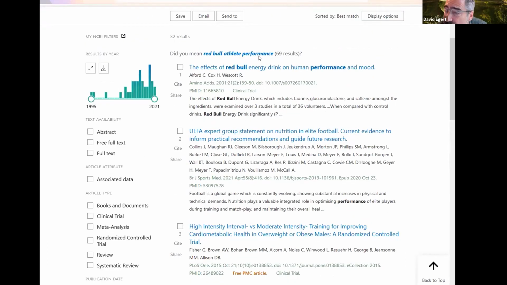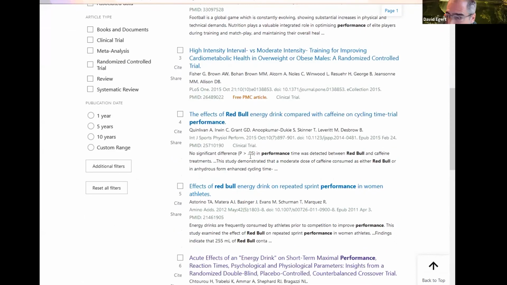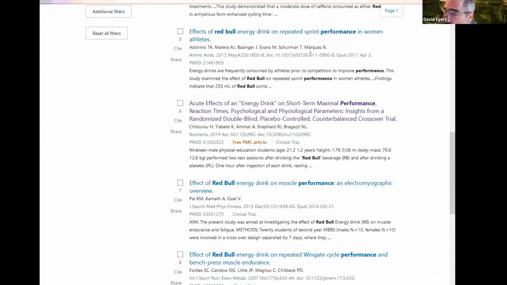You're going to usually get lots of things coming up. The first thing you do is scan down the titles. This one sounds good, effects of Red Bull on human performance. As I look, oh my God, high intensity interval and moderate training for improving cardio. This is actually going to be useful later on. Red Bull and sprint performance, that's also good.